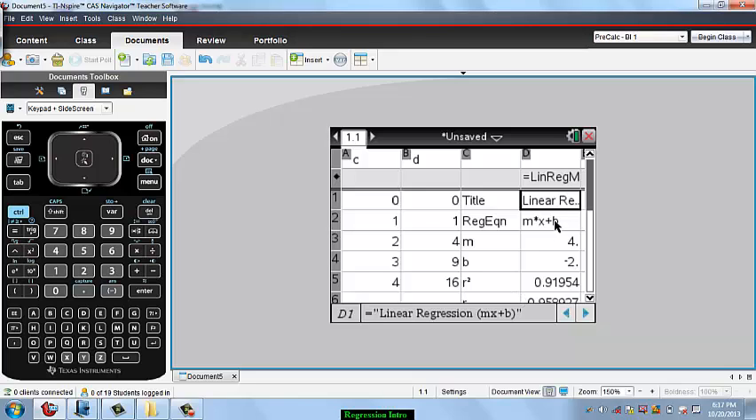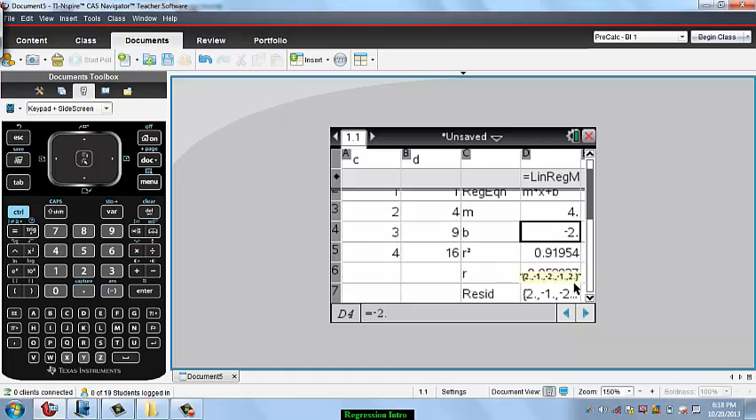And if you'll see, it puts it right here next to your data. And the only thing I don't like is it says mx plus b, but if you're doing an equation, you really have to say y equals mx plus b. And then it tells you the slope, m, and then the b is -2. So if I asked you for the equation, you would actually put the 4 in the m spot and the -2 in the b spot. So you'd say y equals 4x minus 2. You're going to skip the r squared, and we're going to look at r.